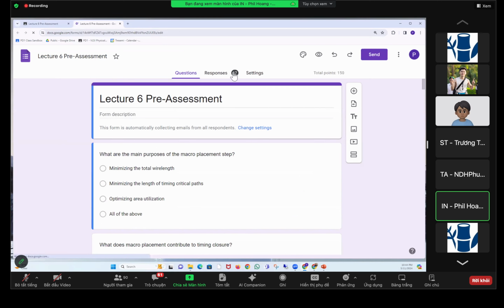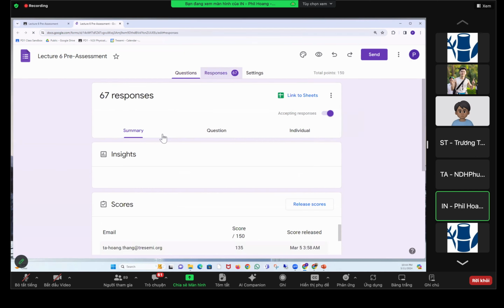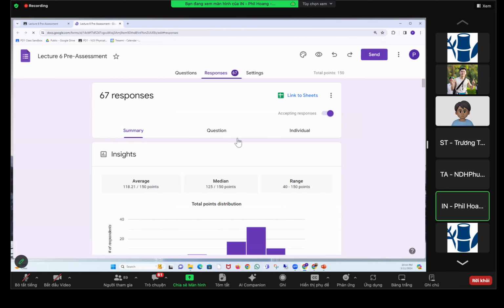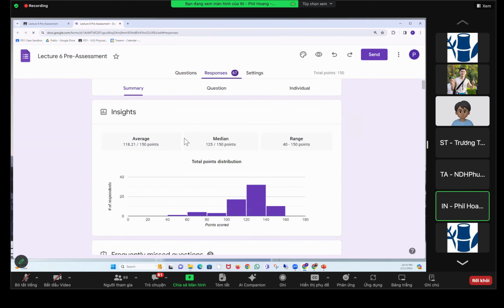In here there are 67, so it's good. Let's see what the distribution of the score is. Sorry, we don't want to share the individual scores. In here, most people got it right. So let's go through the questions.